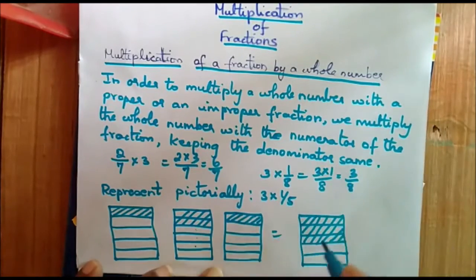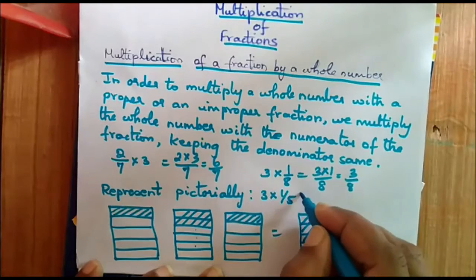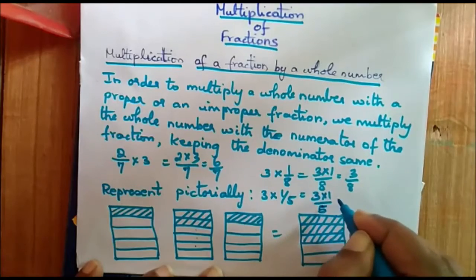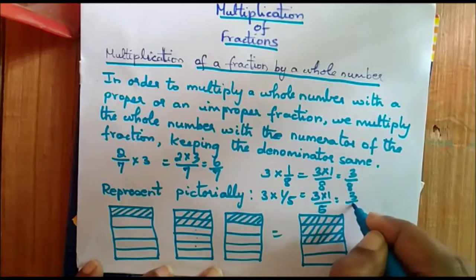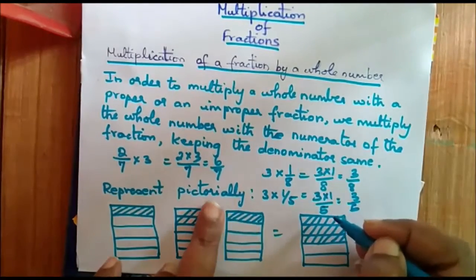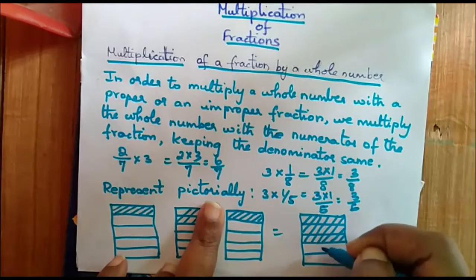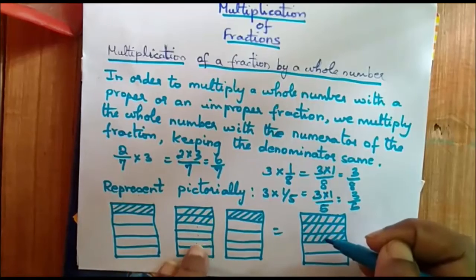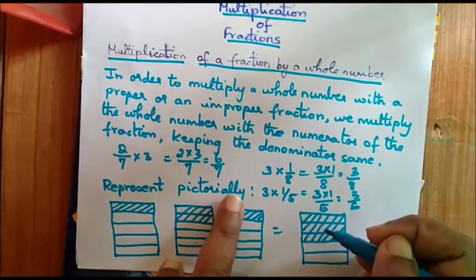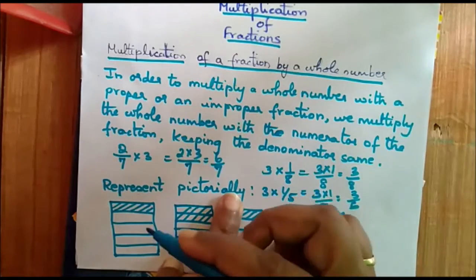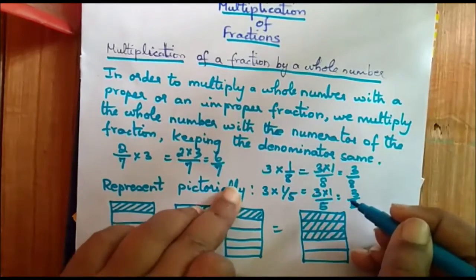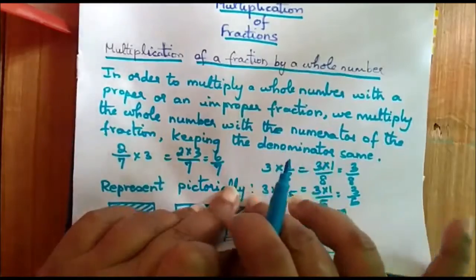I hope you get it. So what do we get? 1 by 5 into 3 is 3 into 1 by 5, which is equal to 3 by 5. That is, 3 are shaded in these 5 subdivisions. Okay, I hope all of you understood how to represent it pictorially. 3 boxes are there with 1 by 5 shaded. So we write it as 3 by 5.